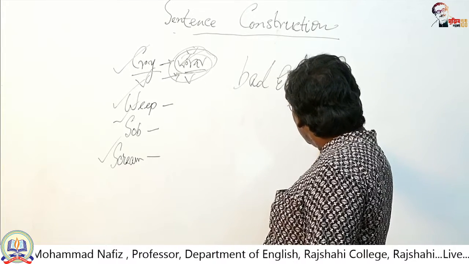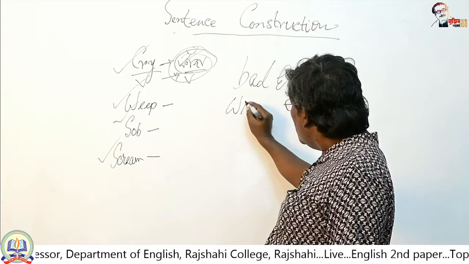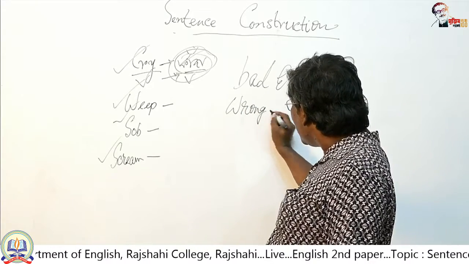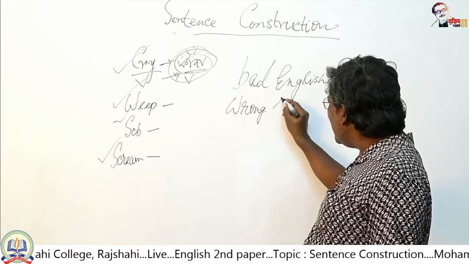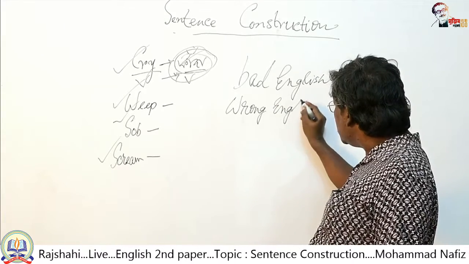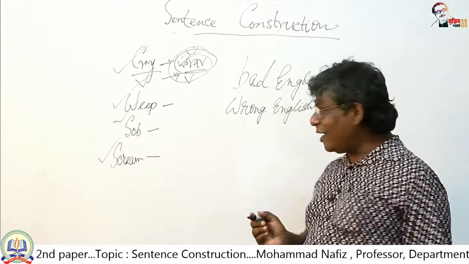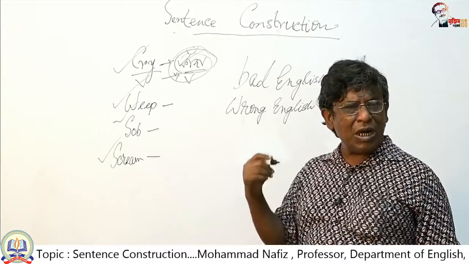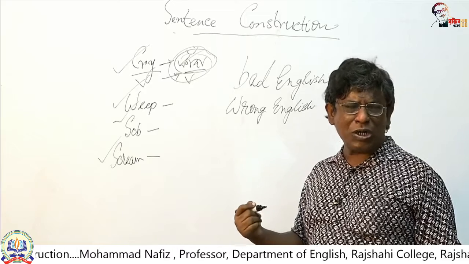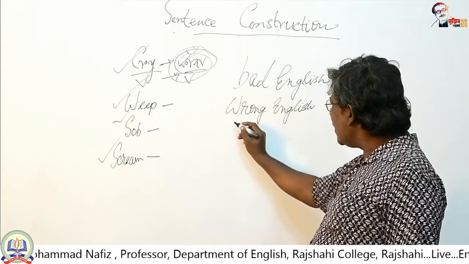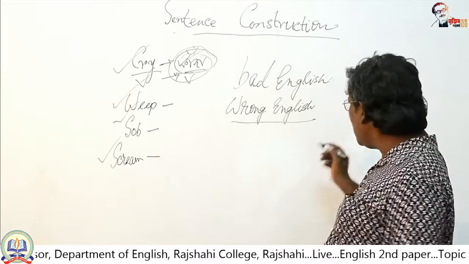And therefore, we need to understand the difference between bad English and wrong English. Wrong English means the English written in wrong structure or wrong construction. Wrong English means wrong structure, error in the construction.